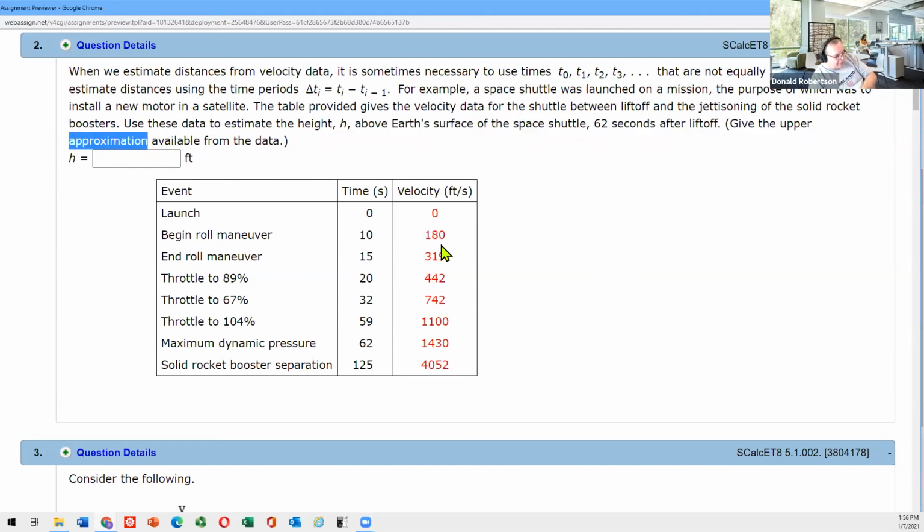So you're going to go 10 times 180, 5 times 319, 5 times 442. The next one from here to here, won't that be 12 times 742, right? The bigger number. The next one is 27 times 1100. The next one is tiny, it's just 3 times 1430. And the last one is going to be 63 times 4052. So does that make sense that you're not doing a normal equally wide strip? Each strip depends on the start and finish number in your table.